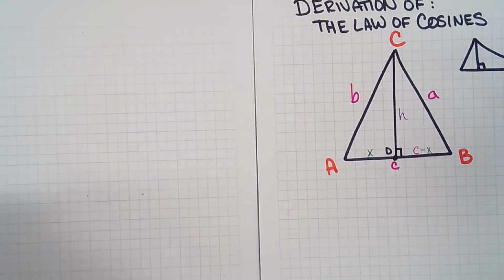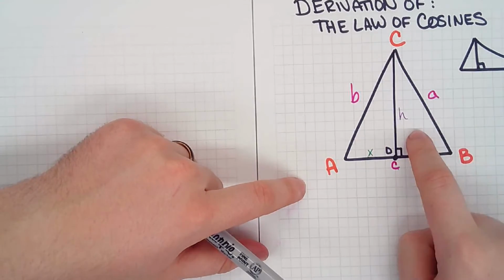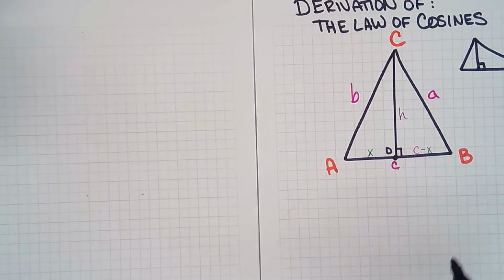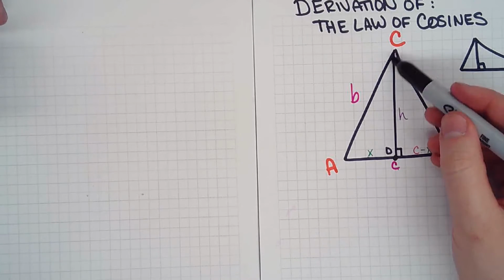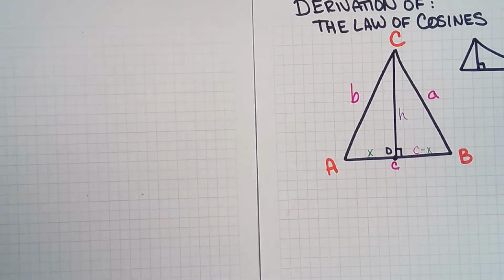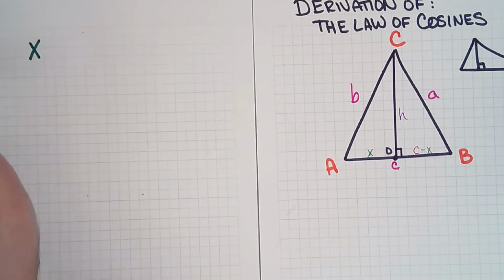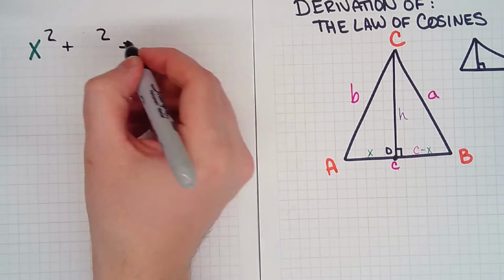So you'll notice that we've created two right triangles by dropping this altitude, right? We have a left side triangle and a right side triangle. I'm going to do the left side first. So Pythag for the left side would be the two sides squared and added together equals the hypotenuse squared. So when I write that, let me grab a green marker, it will be X squared plus the height squared equals B squared.